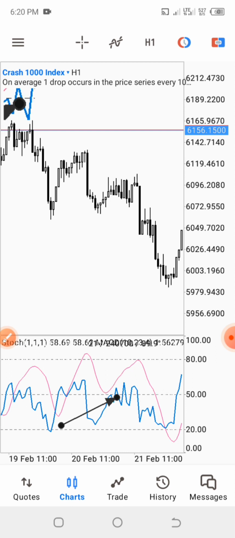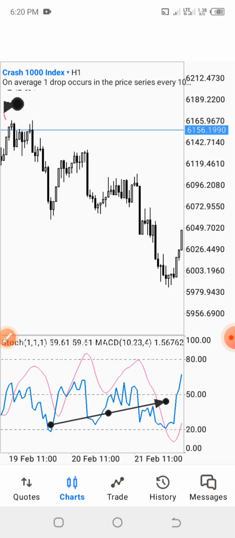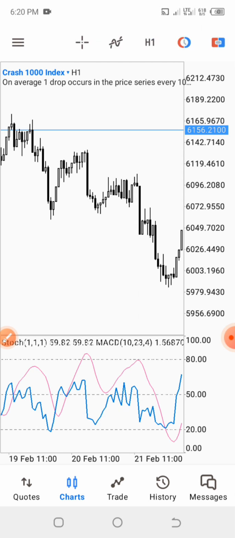So when you see all the criteria have been met, when you are going for a buy, TP at the 50 level, and when you are going for a sell, TP also at the 50 level. So that's that on that, guys.